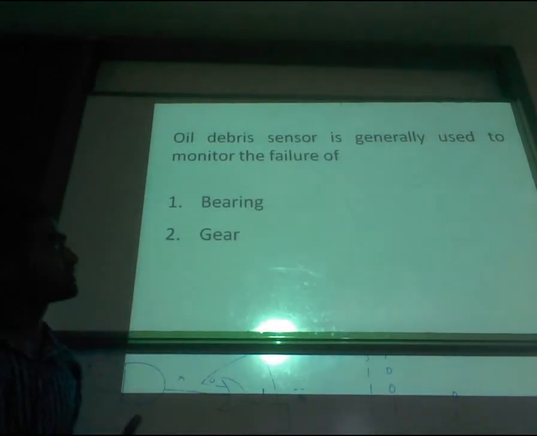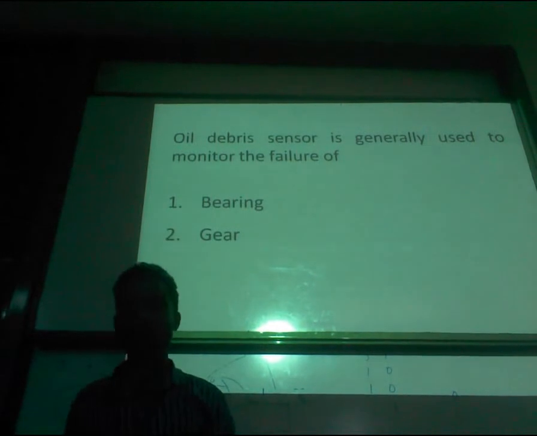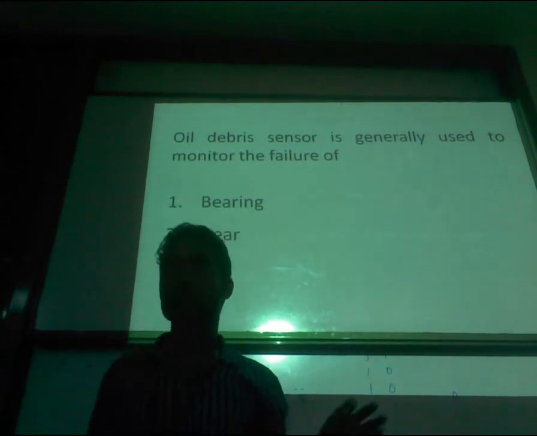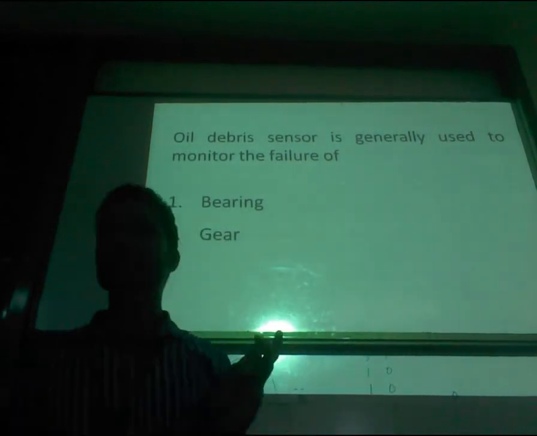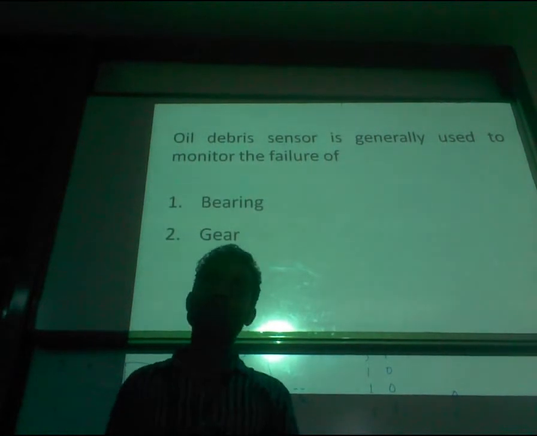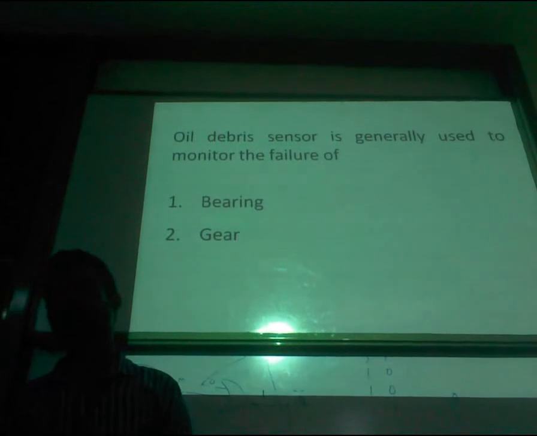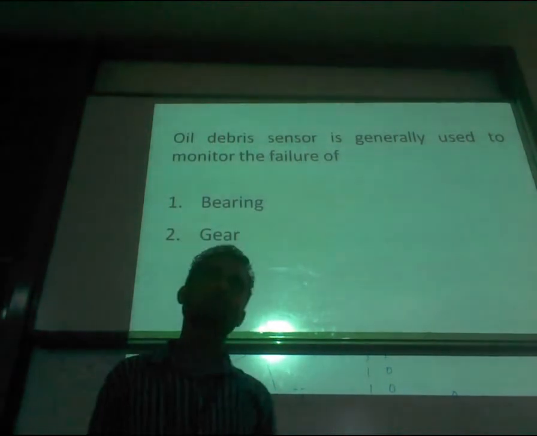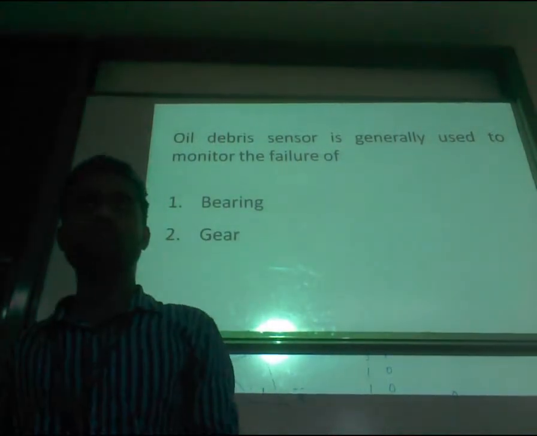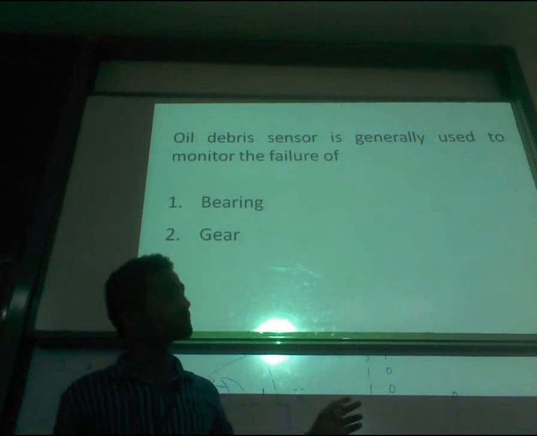The oil debris sensor is generally used to monitor the failure of, first, the bearing, and second, the gear, because these are the two components which work under load inside the engine. These are the only working parts inside the engine which work under severe conditions of temperature, load, pressure, and many other factors.